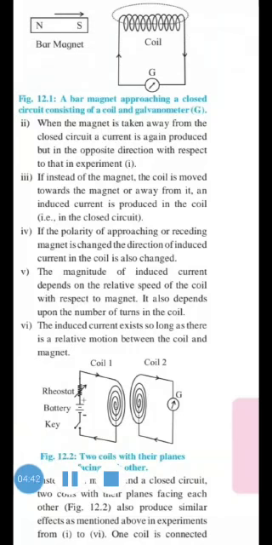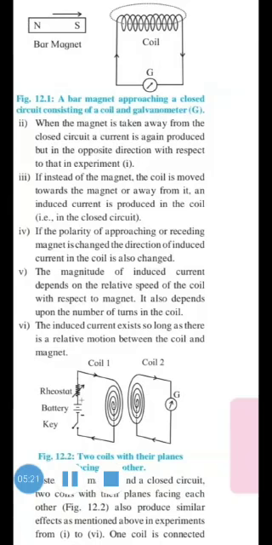Now let us consider the second experiment with two coils with their planes facing each other, in figure number 12.2. Instead of a magnet and a closed circuit, when we use two coils with their planes facing each other, they also produce similar effects as mentioned in the above experiment, that is the coil and magnet experiment.